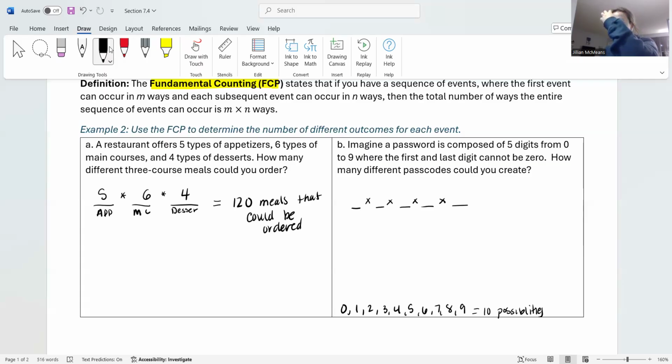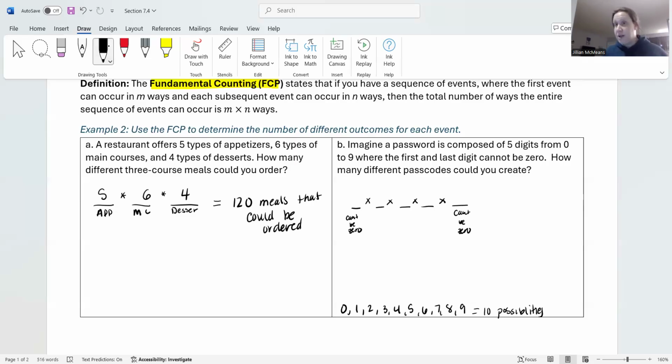Okay, now we're told that the first and last digits can't be 0. So that means this one can't be 0, and this one can't be 0. Okay, but the other digits in between, the other 3 in the middle, there's no condition. There's no issue with those 3 in the middle. So let's create the passwords.